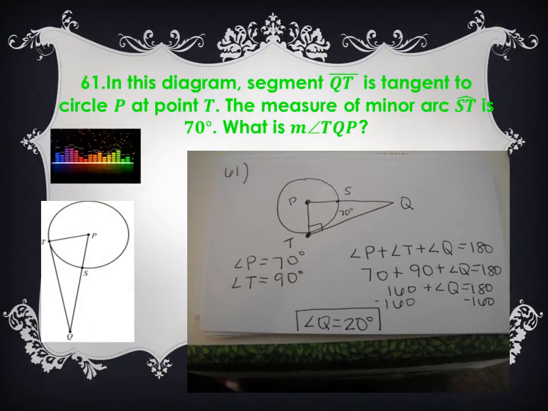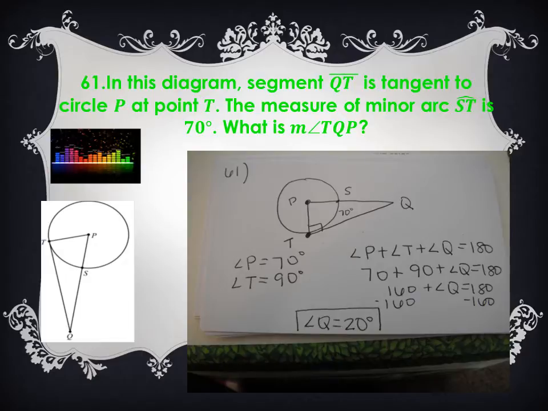In this problem, you were told that QT is tangent to the circle. We know from the problem earlier that a tangent line is perpendicular to a radius. Therefore, angle T is 90 degrees. We are also told in this problem that arc ST is 70 degrees. Arc ST is congruent to angle P because angle P is a central angle. Therefore, angle P is 70 degrees.